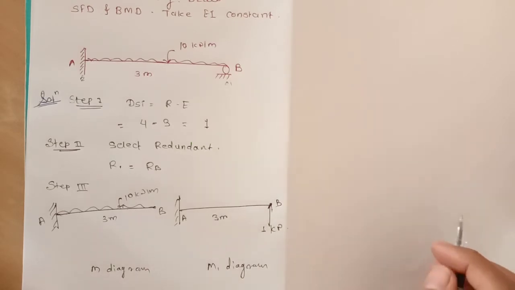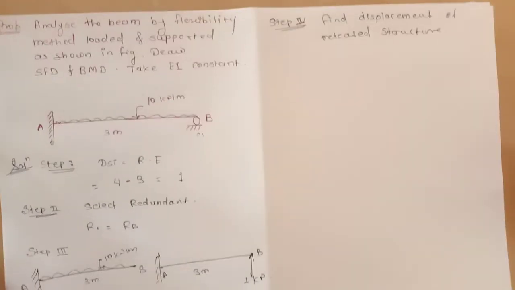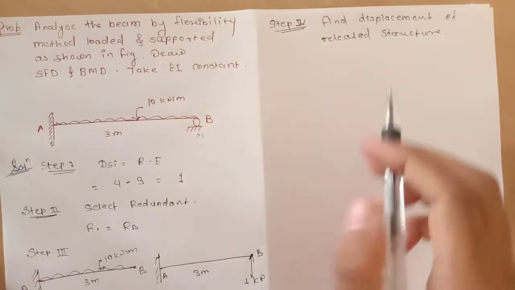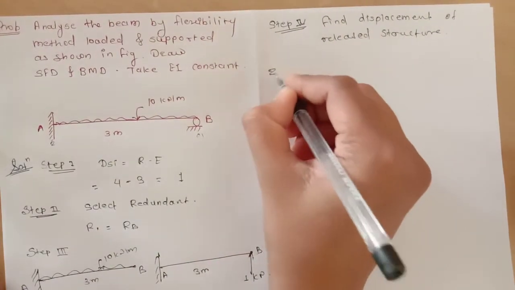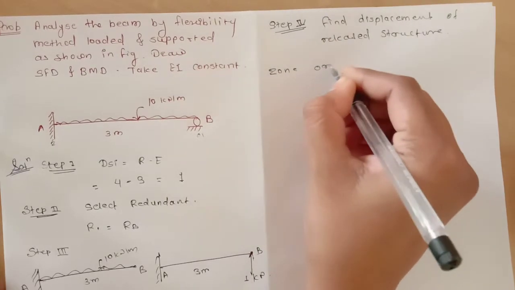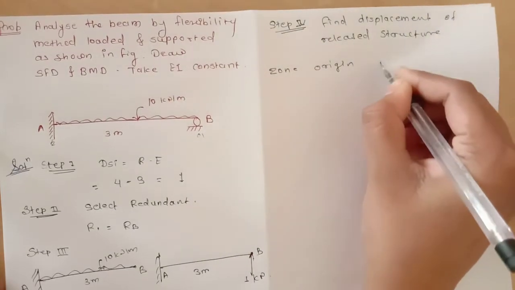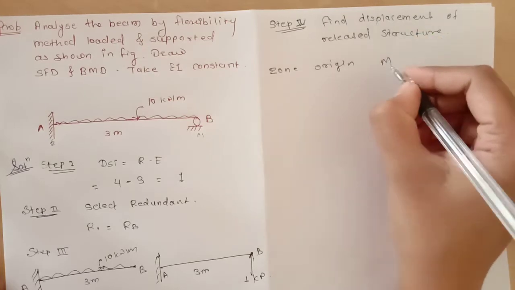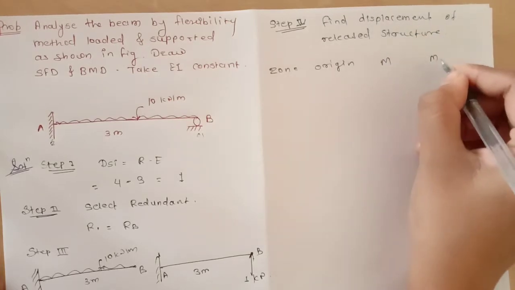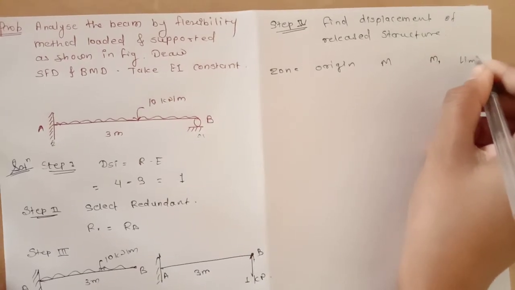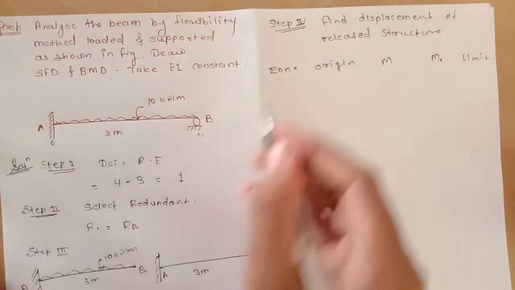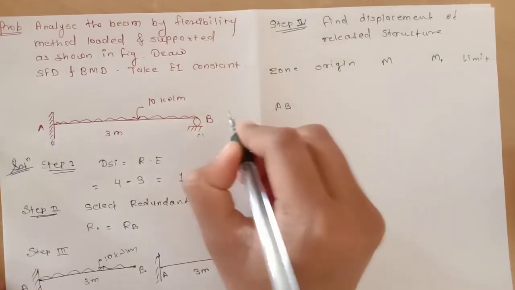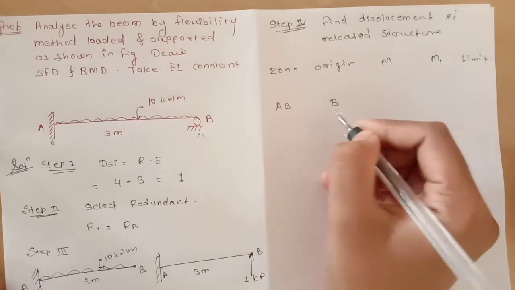Then next, step number 4: find the displacement of the released structure. So here we draw a chart. First is zone, then origin, then moment in M diagram, moment in M1 diagram, and last is limit. First there is only one zone, that is the AB zone. We take the origin as B.